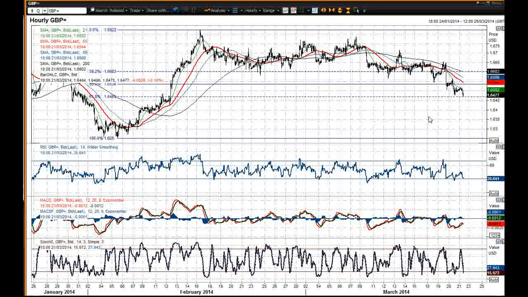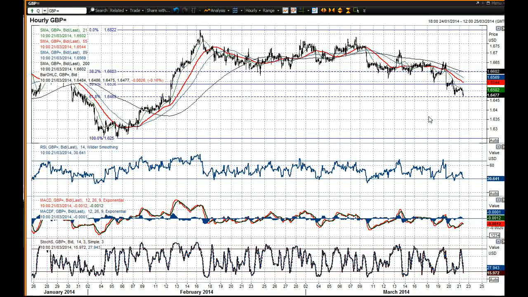As I said earlier, there's no massive amount of data to impact on this chart today. The data is mainly Canadian, although the Fed speakers later on this afternoon could have an impact if they say anything significantly hawkish. That would help to drag cable lower once more.